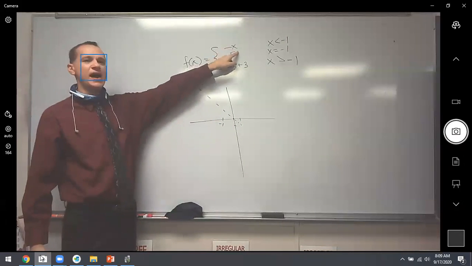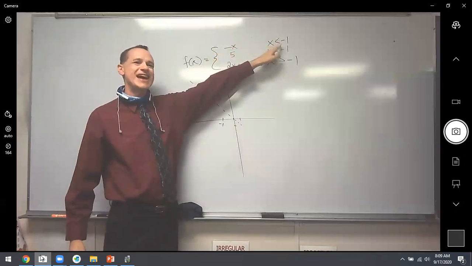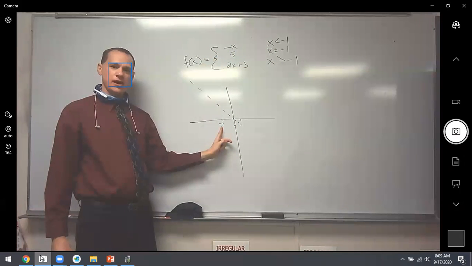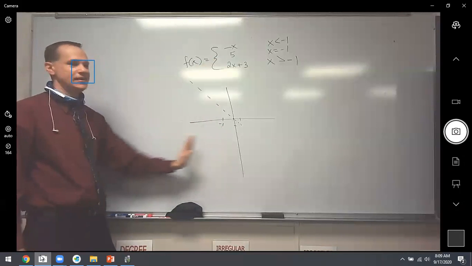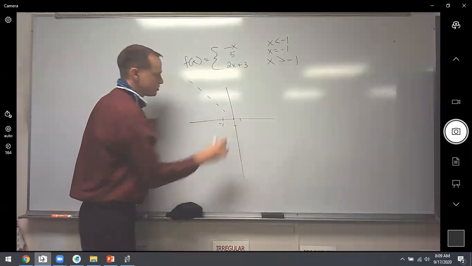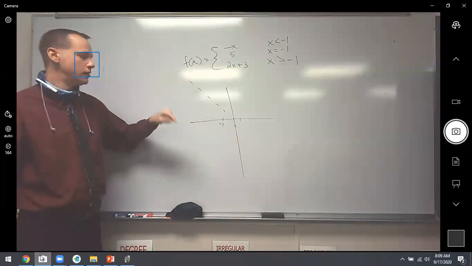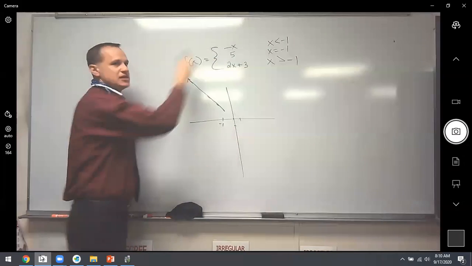Where's this piece defined, though? It goes forever, correct? But this piece is only defined when x is less than -1. Where's -1, right? There, correct? So I only want to draw it over here where x's are less than it. So I'm not going to be having all this stuff over here. That was just as a reference. You might want to draw a little reference. Okay, I know what the whole thing looks like, and then erase it. So it's going to look like this, this piece where x is less than -1.